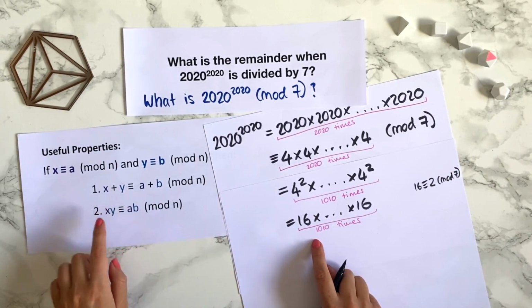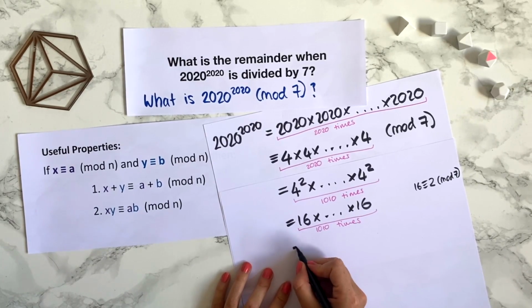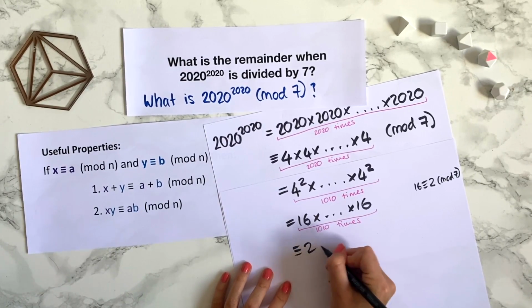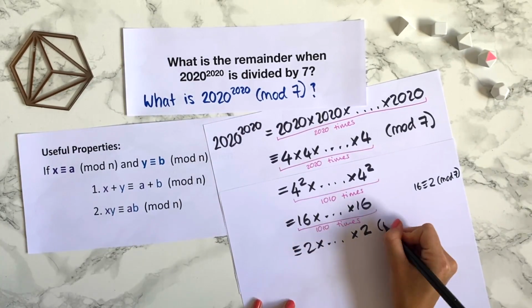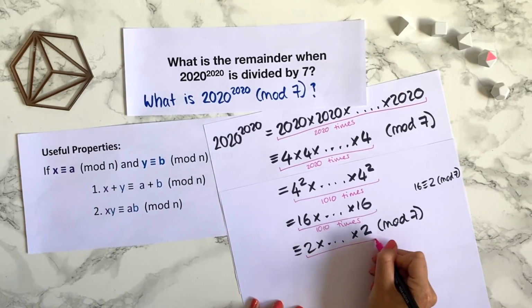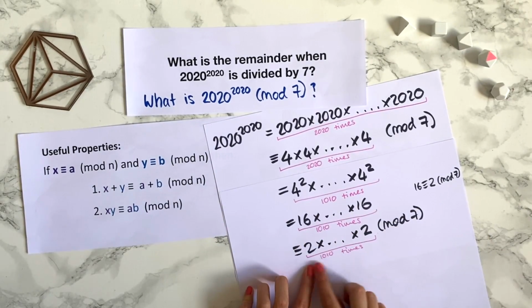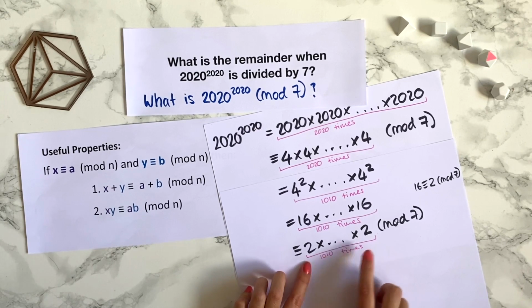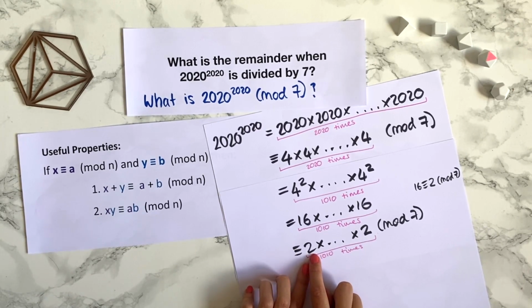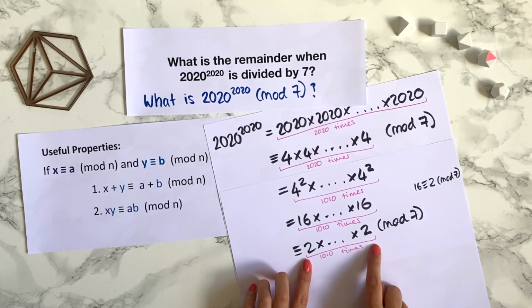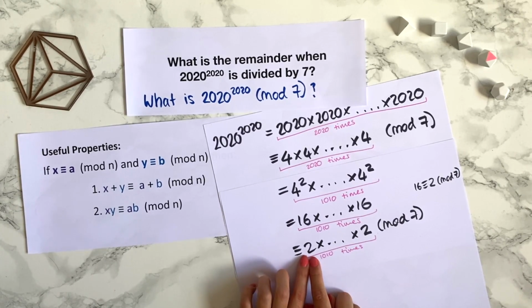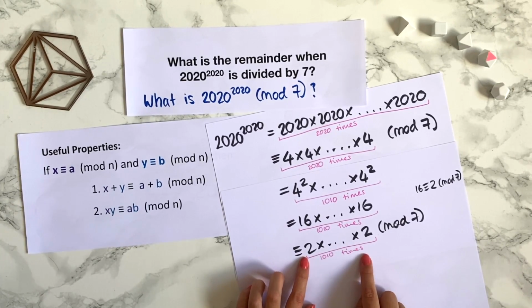So by this multiplication rule, I can write this as 2 times by itself 1,010 times in modulo 7. Now, does this help us? Well, unfortunately, we haven't got a 1, a minus 1 or a 0 here, so it's not quite good enough. It's still quite difficult to work out 2 times by itself a lot of times.